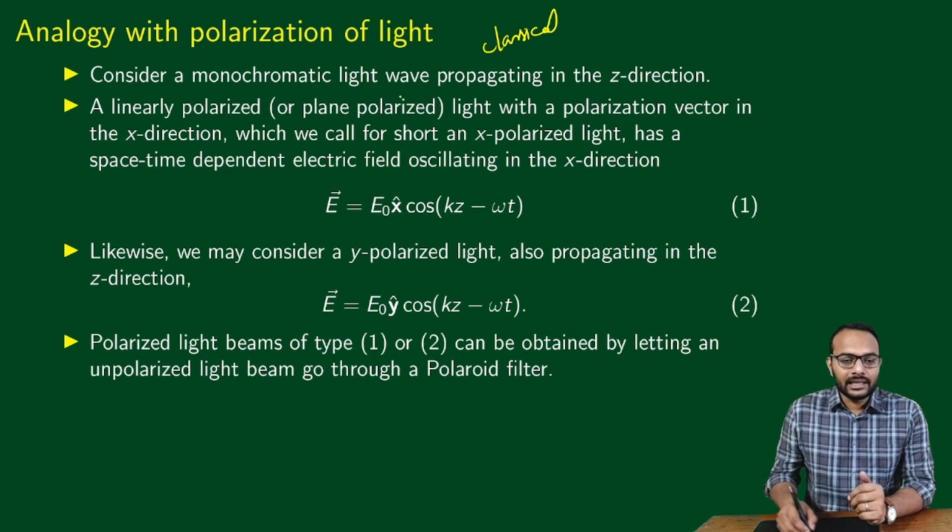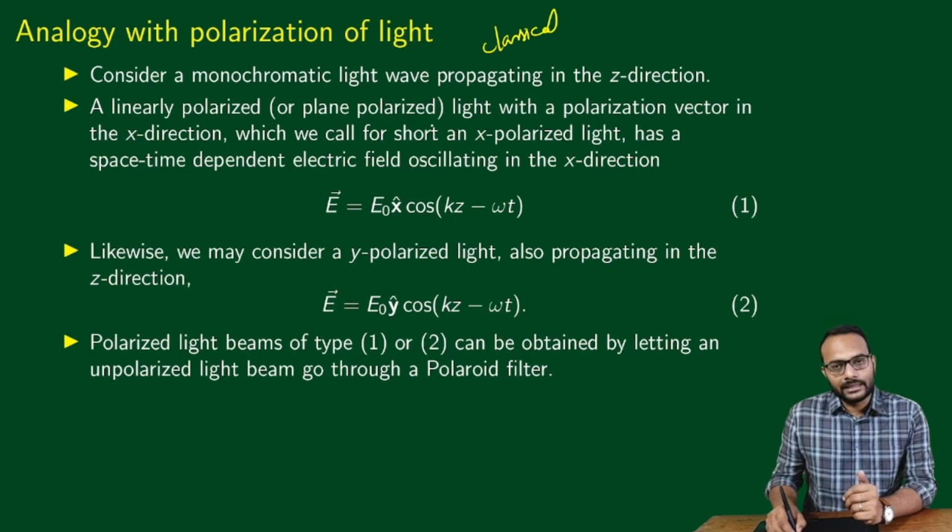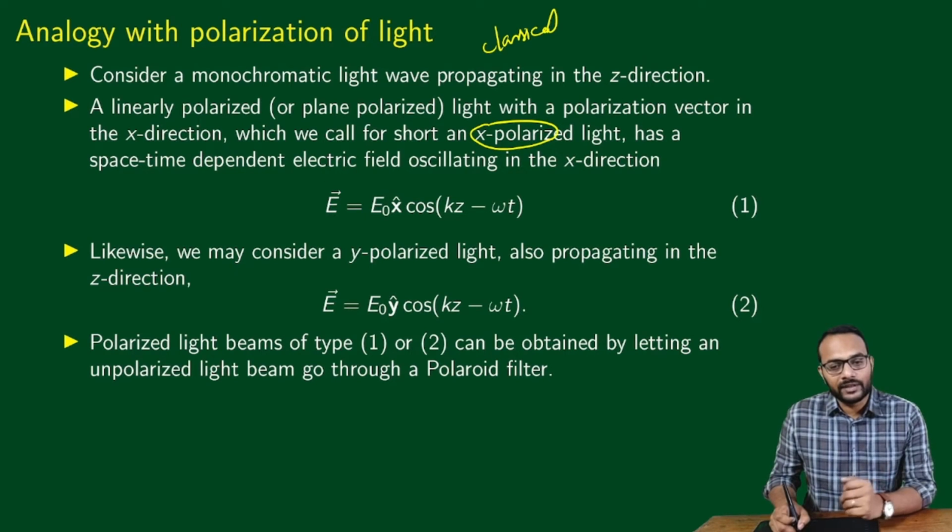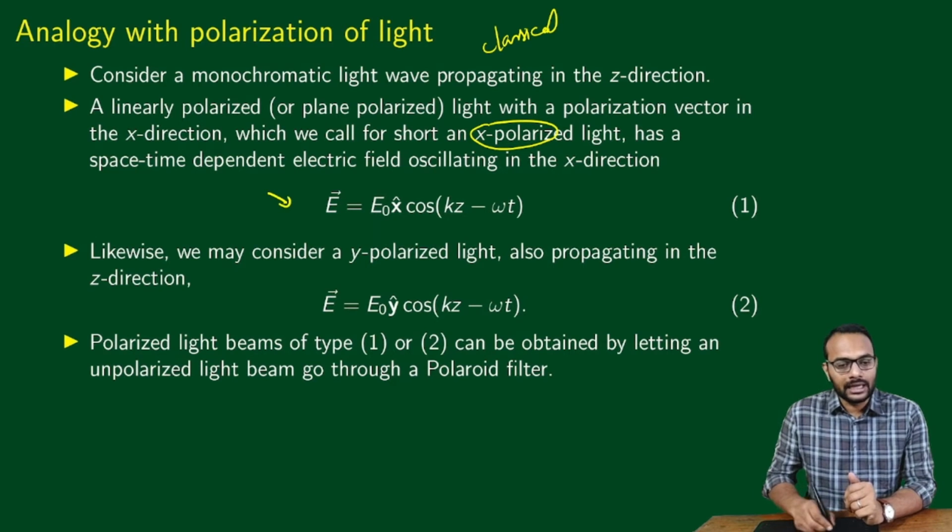Okay, a linearly polarized or plane polarized light. What do we mean by polarized light? A linearly polarized light with a polarization vector in the x direction, which we call for short an x polarized light, has a space-time dependent electric field oscillating in the x direction. So this is what we call an x polarized light.